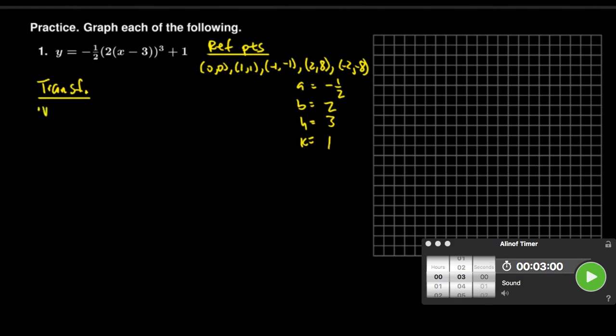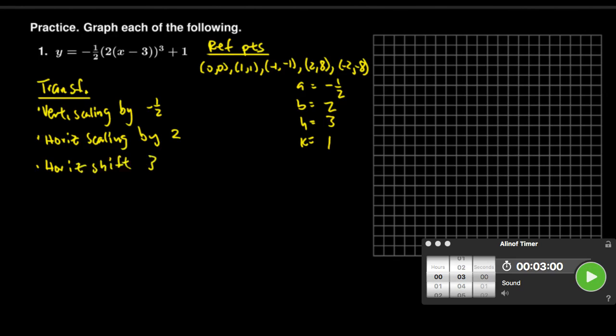So that means we have a vertical scaling by negative 1/2. So that also means that that thing's going to flip over the x-axis, actually. So the b, this is going to be a horizontal scaling by 2. So you divide all of the x's by 2. And then for h, this is a horizontal shift 3 units right. And for k, that's a vertical shift 1 up.